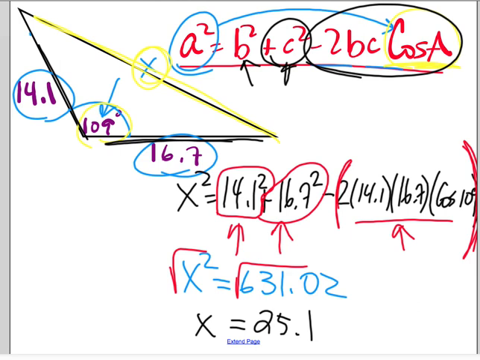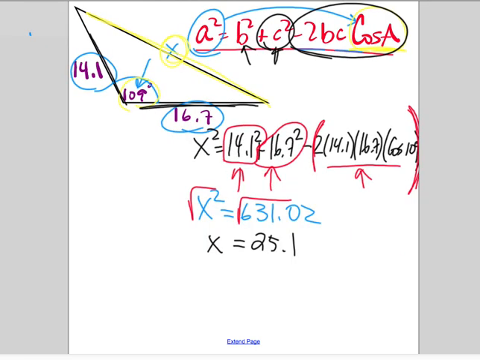Now what you have to do is figure out, is that a reasonable answer? Well, 25.1 is the biggest, or the longest side, which is reasonable because this would be the biggest angle in the triangle, and we know the bigger the angle, the bigger the opposite side. So that is our answer.